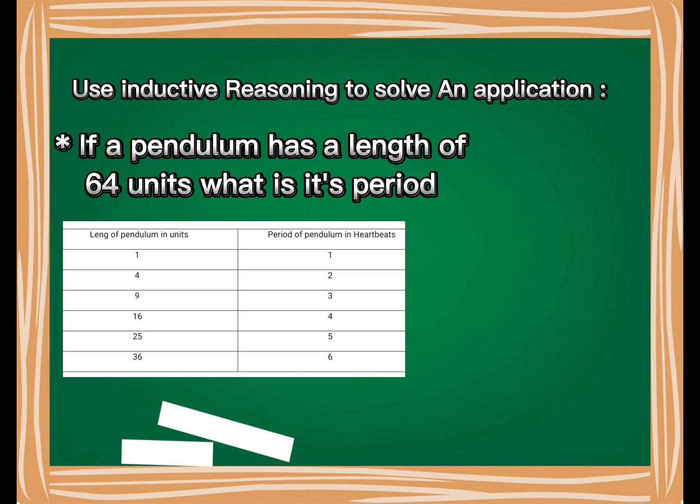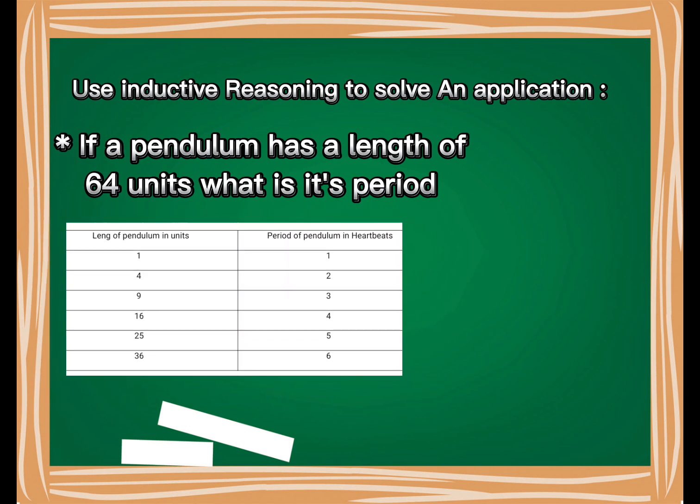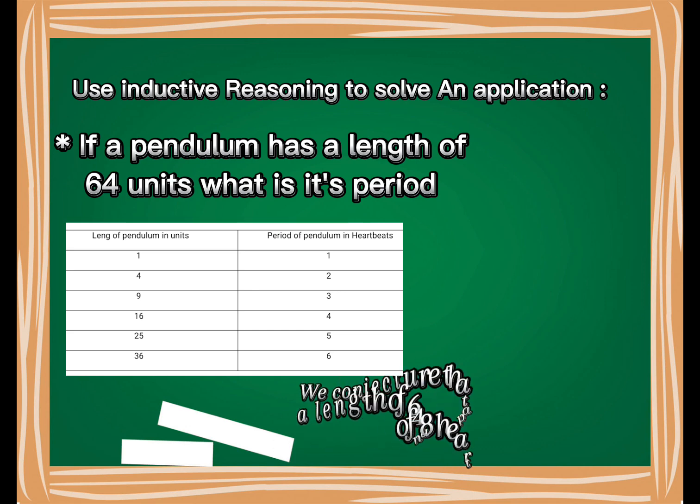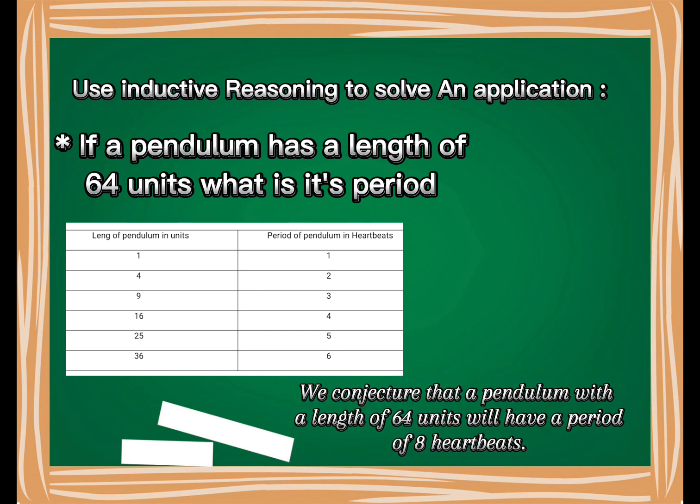Looking at the table, the period of the pendulum is the square root of its length in units. The square root of 16 is 4. The square root of 4 is 2. Back to the question: for the length of 64, the period is 8 because the square root of 64 is 8. We conjecture that a pendulum with a length of 64 will have a period of 8 heartbeats.